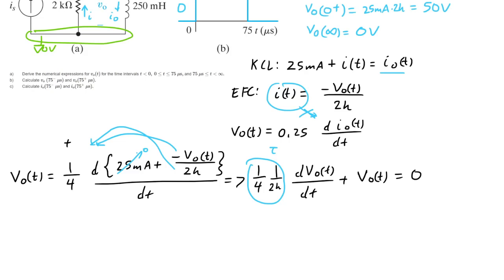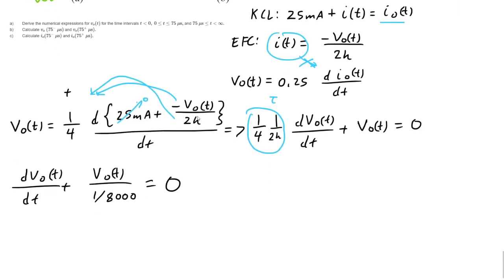No, that'd be 2,500, so it has to be 1/8,000. I don't need to do any math for that. Let's see. So that means dVo/dt is going to be Vo, 1/8,000 for tau, and K is 0. Now we already determined that V infinity was 0, but we can prove it. K times tau is 0 volts.